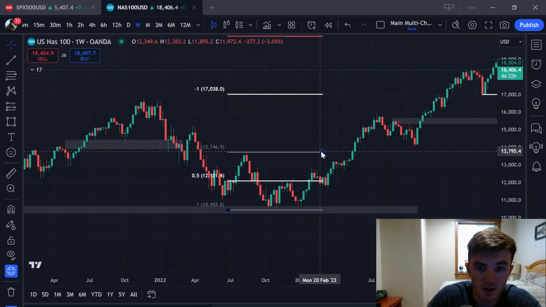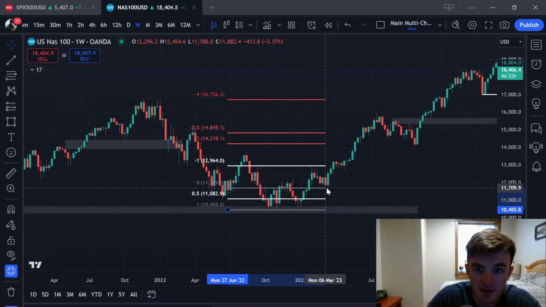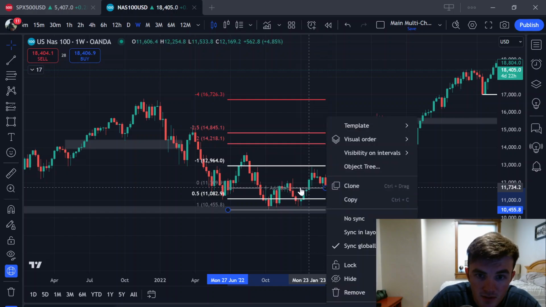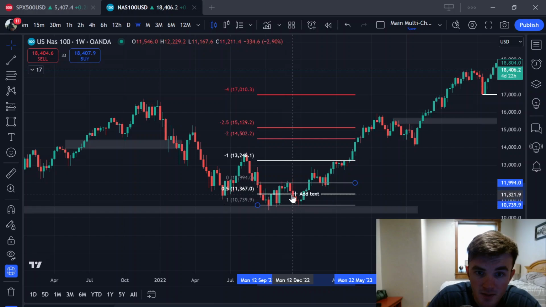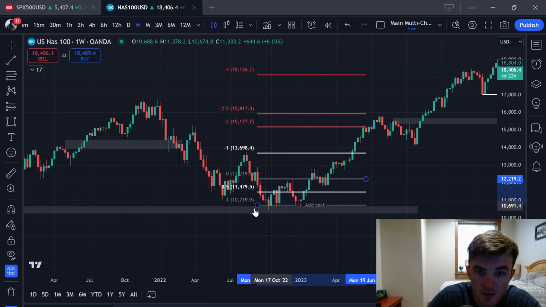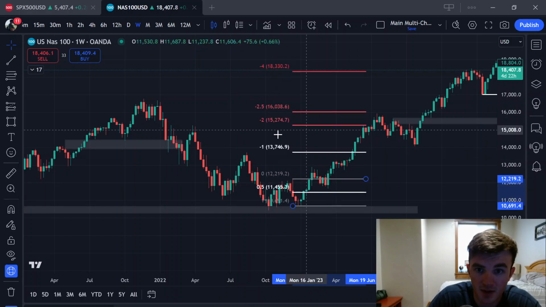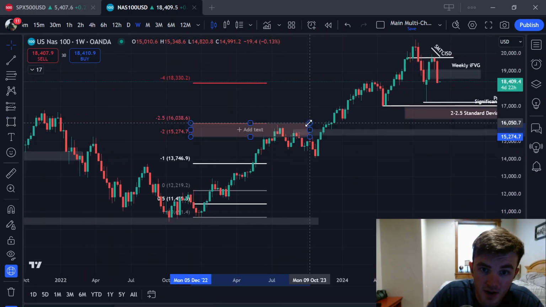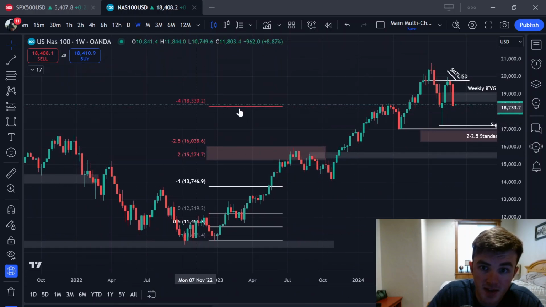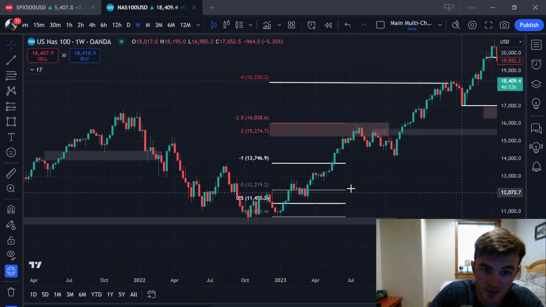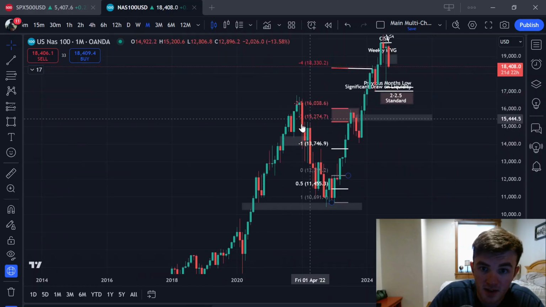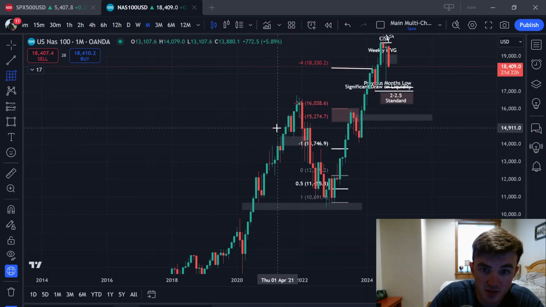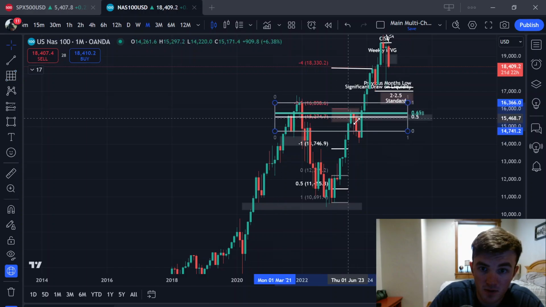So you can see here that we came into this 2 to 2.5 area from this manipulation move down. I think maybe I was supposed to measure it from here, or maybe here. Yeah, this is what I measured from. Okay, here we go. So this is the 2 to 2.5 area. You can see that we got a pullback from there, and then around the standard deviation of 4, we got this pullback. And what did this correlate to? Correlated to this monthly order block's mean threshold.